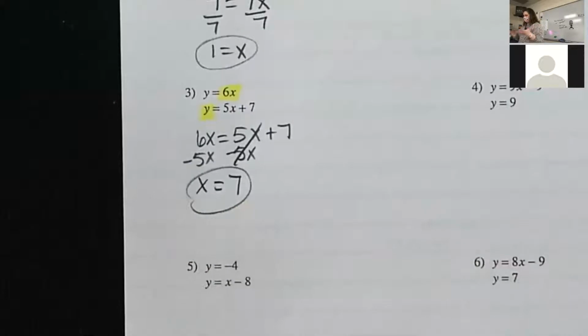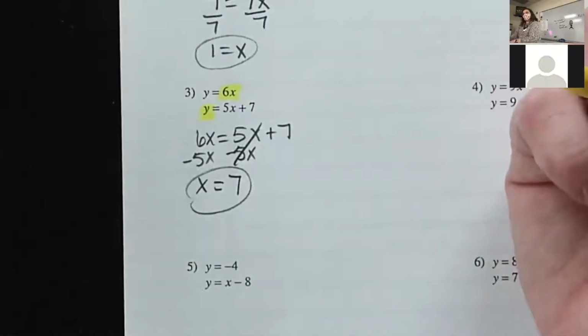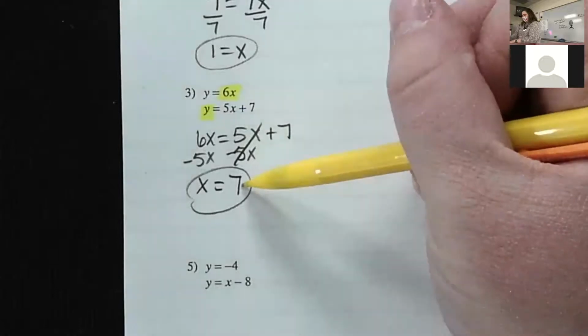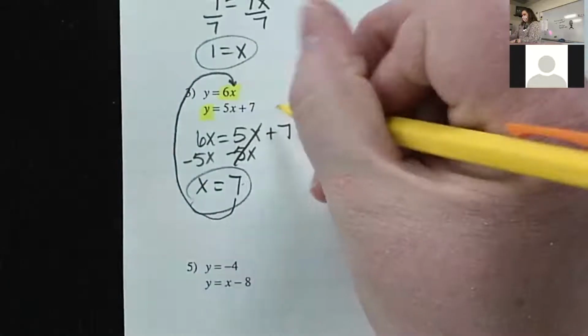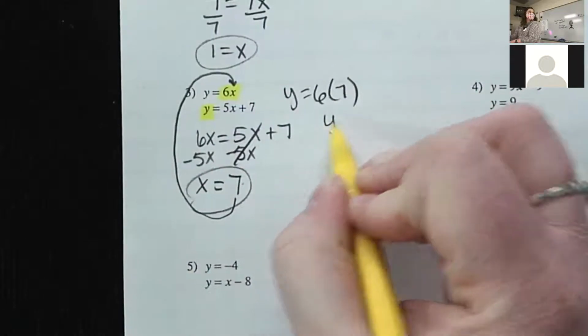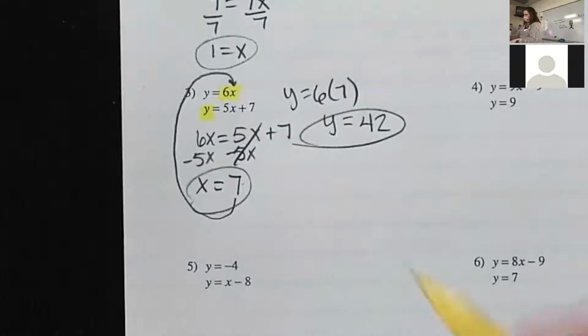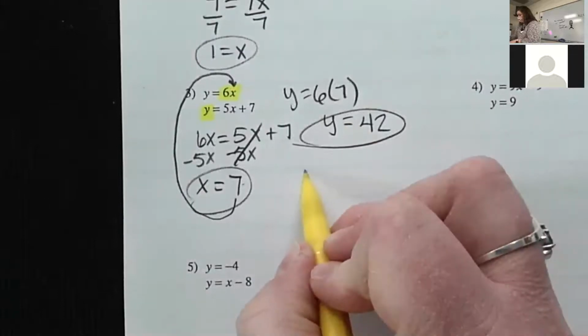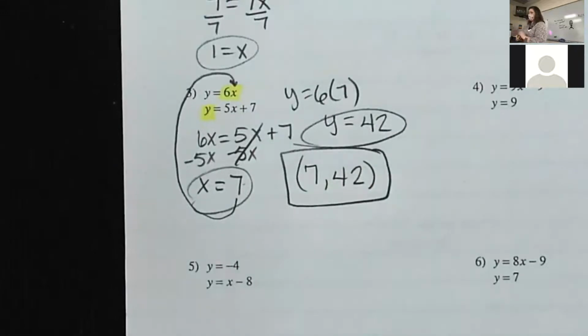That's done. Do I have y yet? No. Not yet, okay? So what could I do to find y? If I know x is 7, why don't I plug it in right there? So I have y equals 6 times 7. What's 6 times 7? 42. So y is 42 and x is 7. Does that seem reasonable? Yeah, sure. Would that have really been awful to graph? No. I wouldn't have wanted to graph it. So 7 comma 42. Remember, it's x comma y.